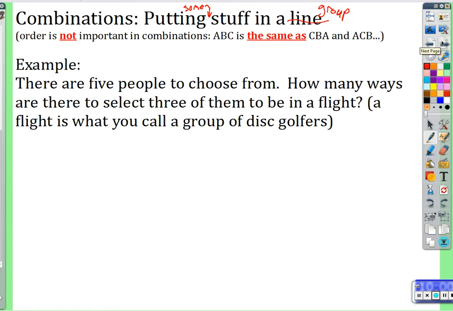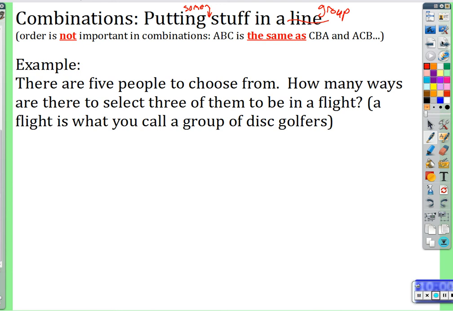Okay, so now we're in combinations. Combinations are different from permutations. In combinations, we say order is not important. And if you're anything like me, remembering whether order is important or not important, there's a tendency for people to get these two things confused. But order is not important, so I interpret that this way.